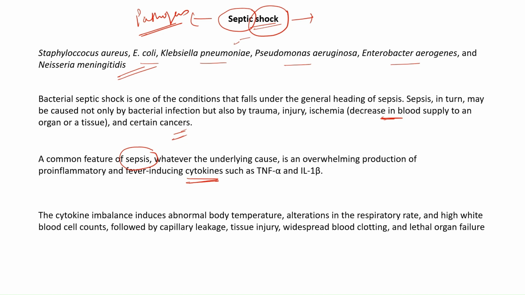Now this excessive production of cytokines will turn into a problem for ourselves only. So that's how our body will then undergo shock. Correct? So this is due to overproduction of cytokines. Now what happens when our body overproduces any cytokine? It induces abnormal body temperature, alteration in the respiratory rate, high white blood cell count, capillary leakage, tissue injury, blood clotting, as well as organ failure. So these are the reasons due to which a person can die if the person is under septic shock.